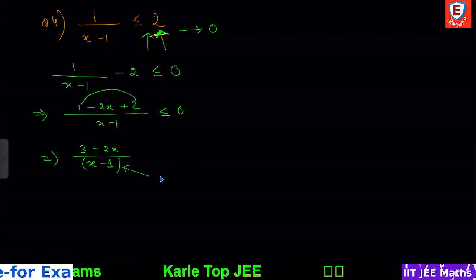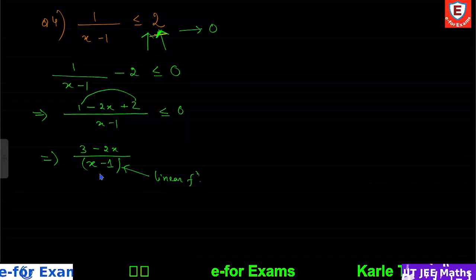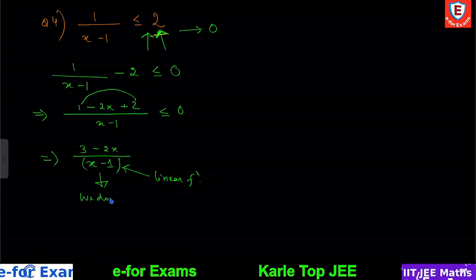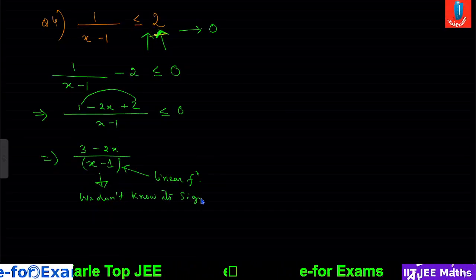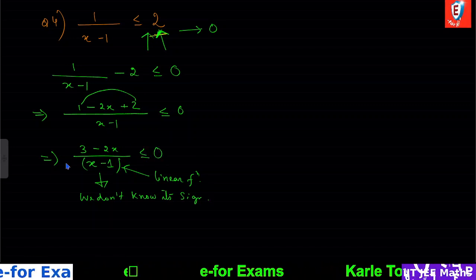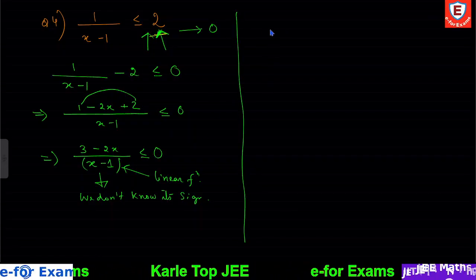This is a linear function. We don't know its sign, so we cannot cross multiply, as we don't know the sign of this. So we will leave it as it is.